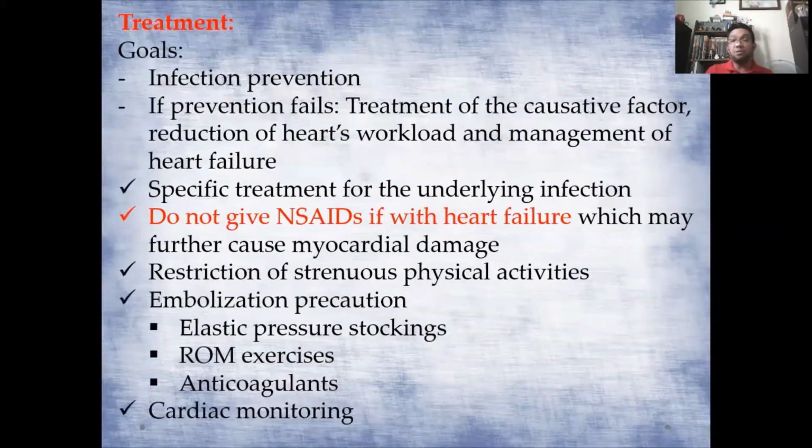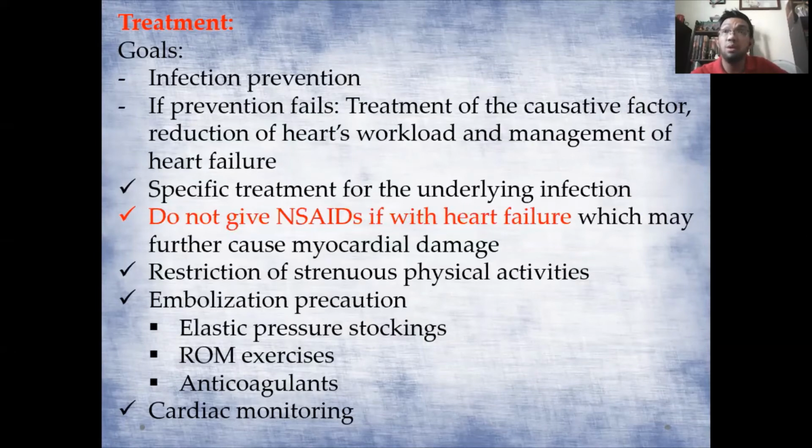Treatment, again, infection prevention, antibiotic therapy. So we are going to treat the causative factor. And if it fails, of course, heart failure can occur. Digitalis or digoxin is going to be given to increase cardiac contractility. And of course, bed rest will be given to reduce the heart's workload.